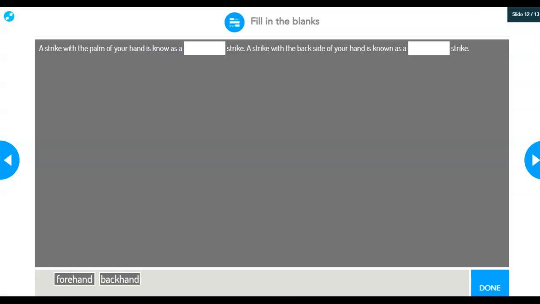Once students have completed that, please have them answer question 2. Using the word bank, fill in the blanks to complete the sentence. A strike with the palm of your hand is known as a blank strike. A strike with the backside of your hand is known as a blank strike. Please use the word bank given on your sheet. Fill in the best answer you know.